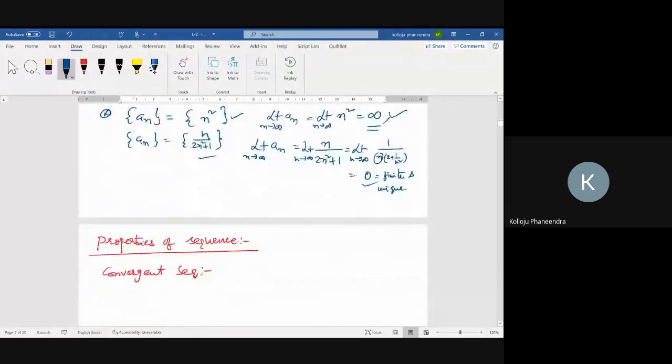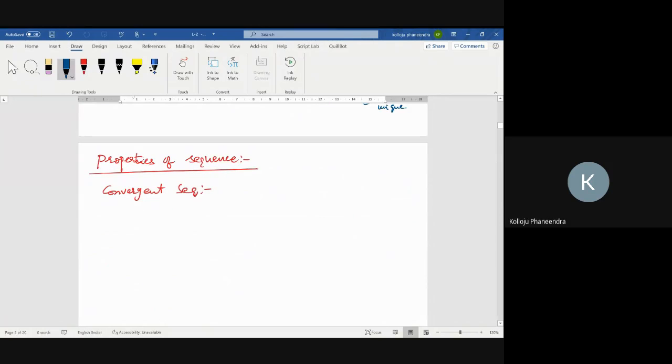Now, based upon the value of the limit, that means finite, infinite, not finite, not unique, there are some properties, the properties of the sequence. First one, convergent sequence.